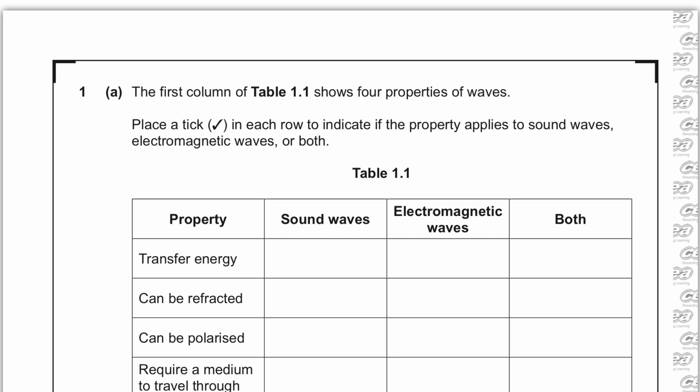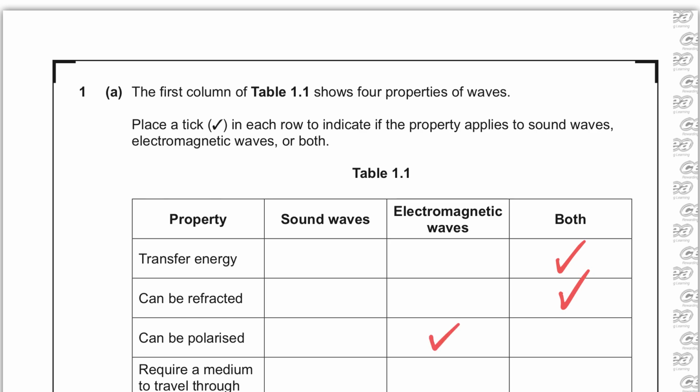Can be refracted. Again, refraction is an example of a basic wave property, so again, that would apply to both. Can be polarized. So if you remember, polarization is a wave property that only applies to transverse waves. And since sound waves are longitudinal, then we would only be able to take electromagnetic because all electromagnetic waves are transverse.